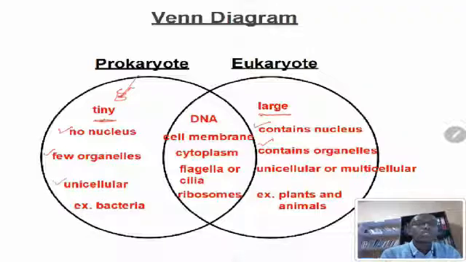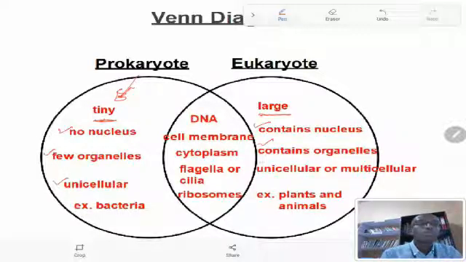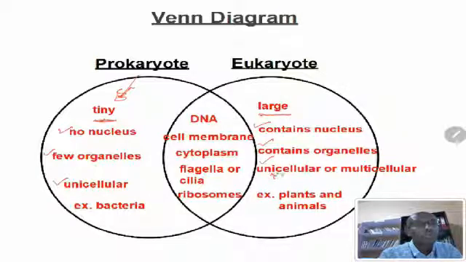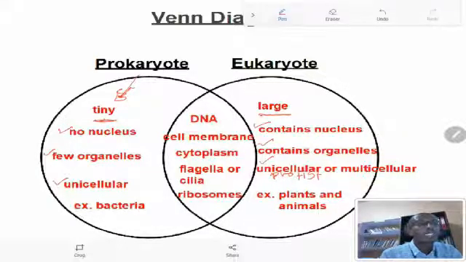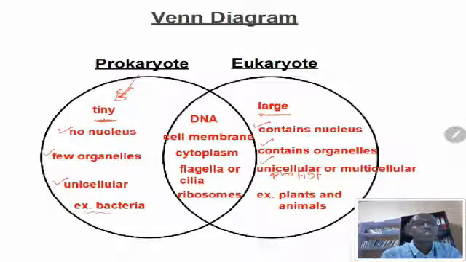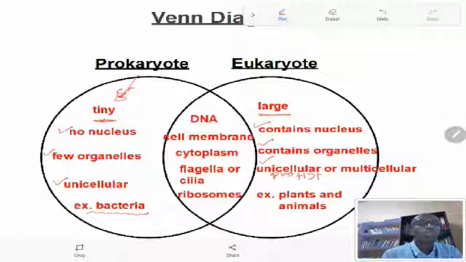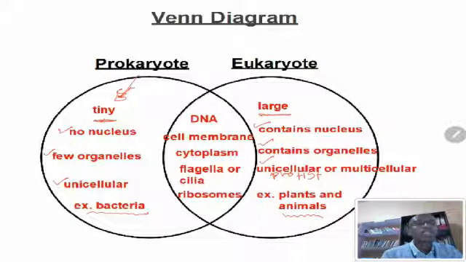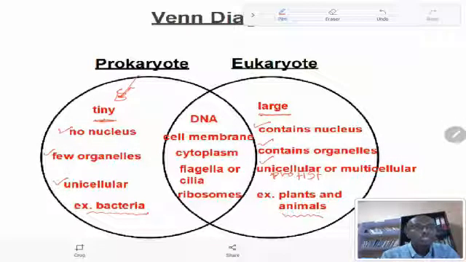Prokaryotic cells are unicellular. Eukaryotic cells can be either unicellular or multicellular. Unicellular, like protista, and multicellular, like animals or plants. Examples of prokaryotic cells include bacteria. Examples of eukaryotic cells include plants and animals. And this is the similarity.